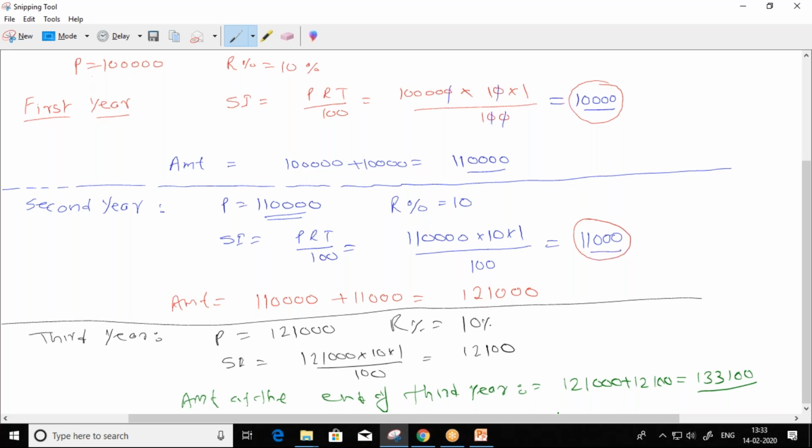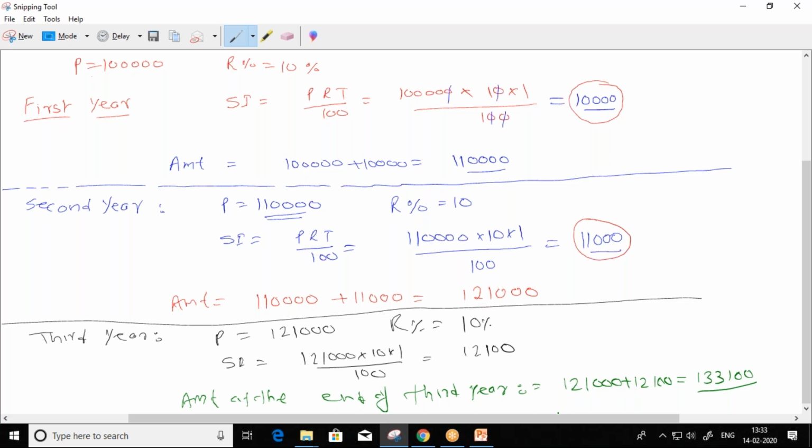So fundamentally, it looks like simple interest, but the calculation that comes is for compound interest, because here every year the interest is being added to the principal money. So the settlement amount, or future money, whatever you say, is 1,33,100.